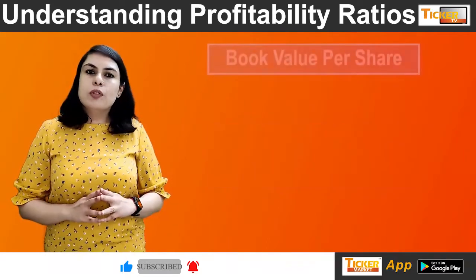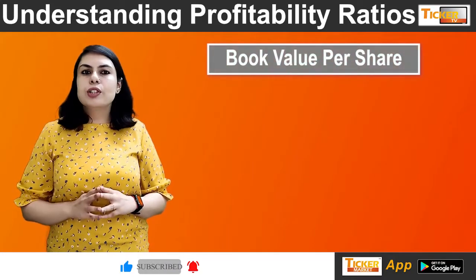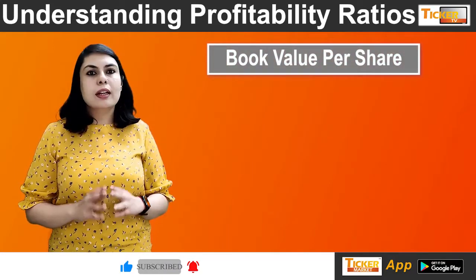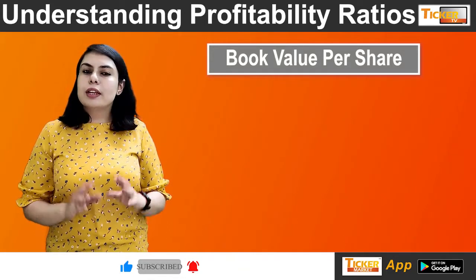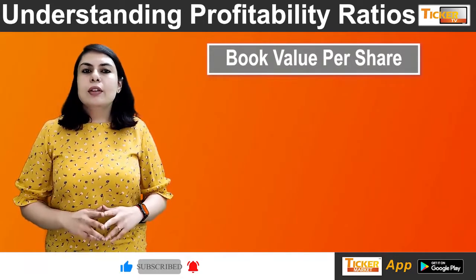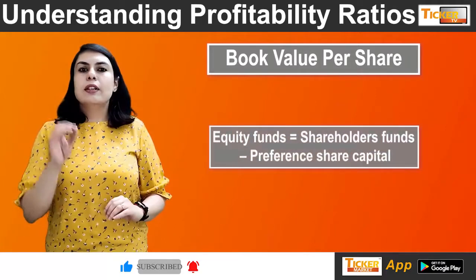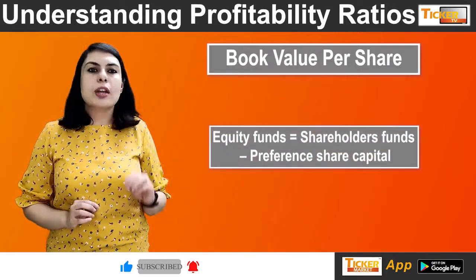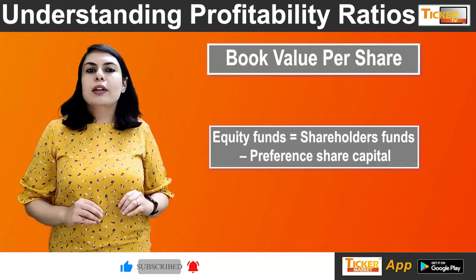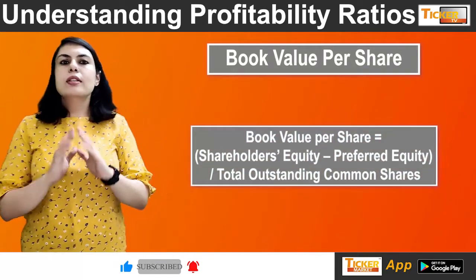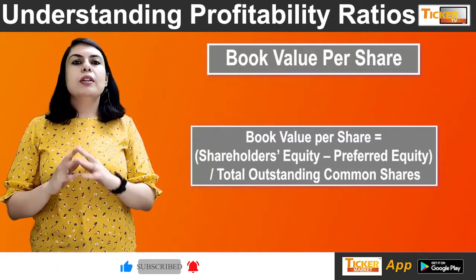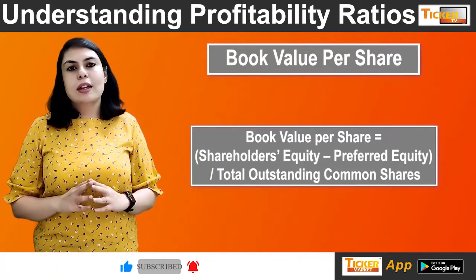The ninth ratio is book value per share. Book value per share is the equity that is available to the common shareholders divided by the number of outstanding shares. The equity can be calculated as follows, where we can see the shareholders' funds minus preference share capital, and the formula for calculating the book value per share is the shareholders' equity minus preferred equity divided by the total outstanding common shares.